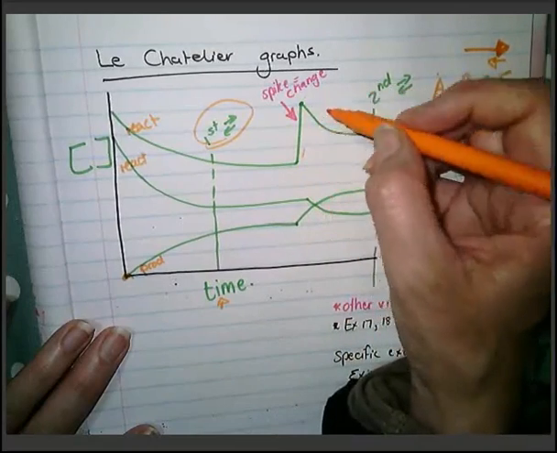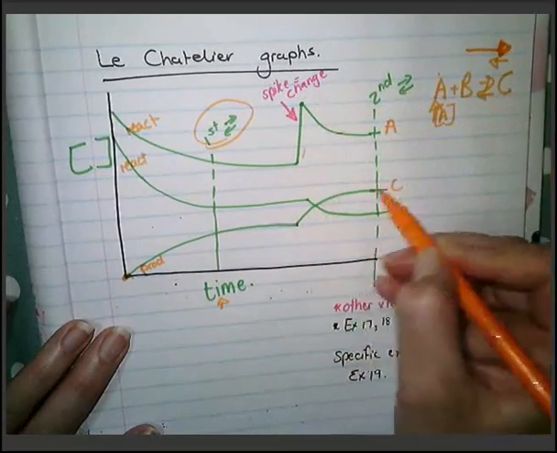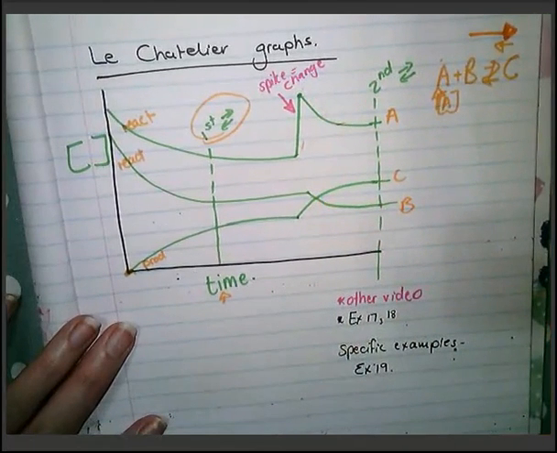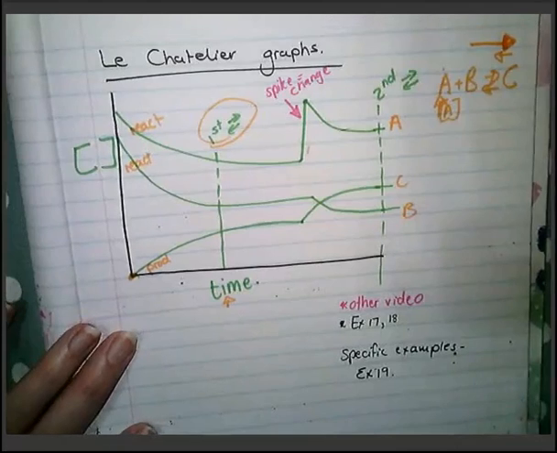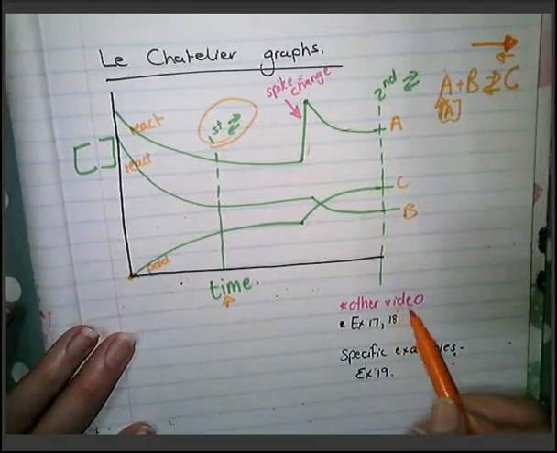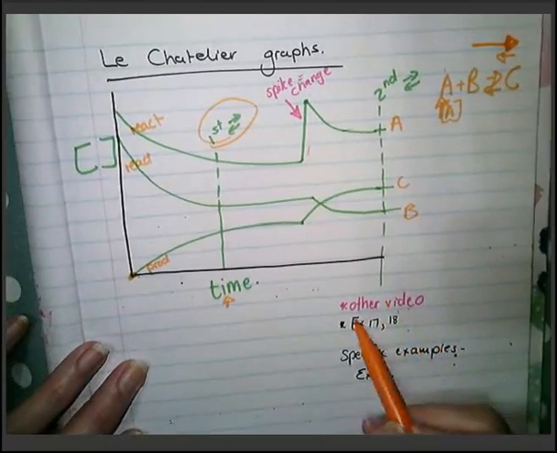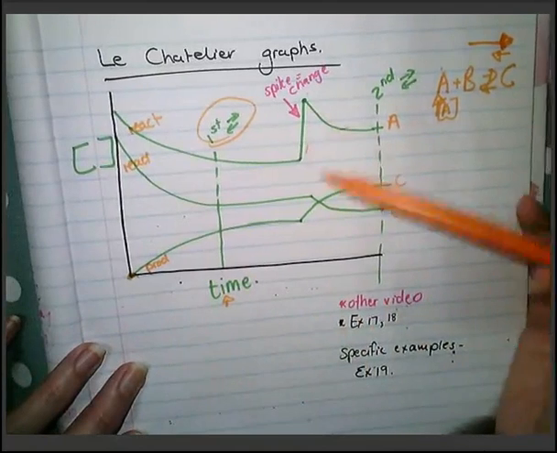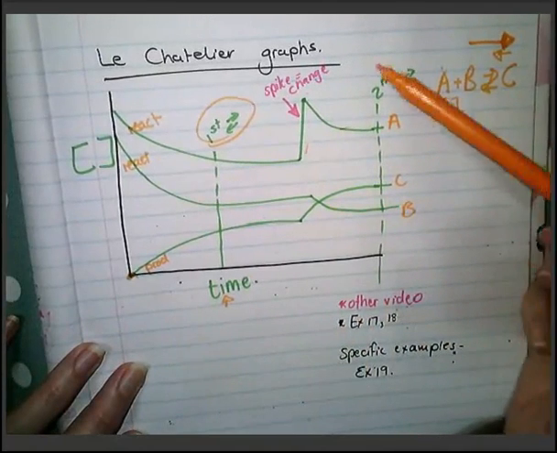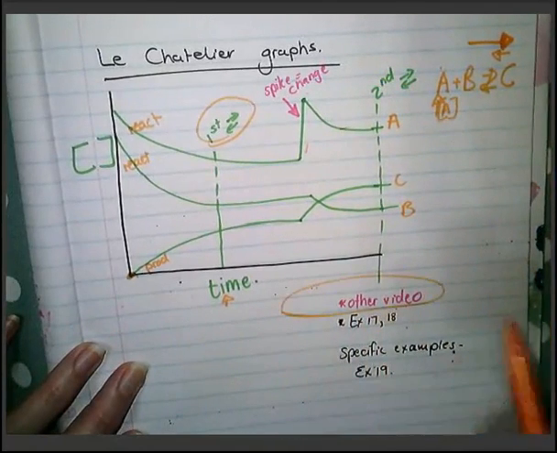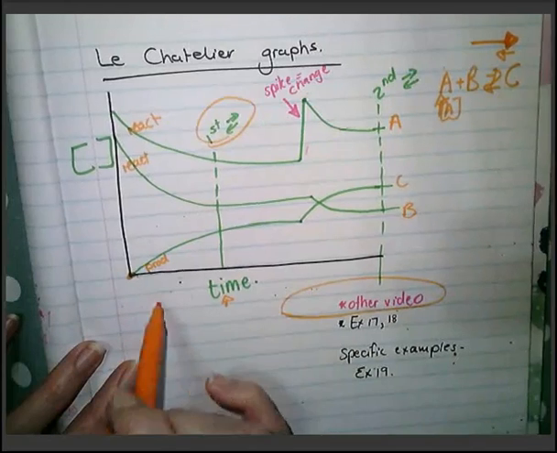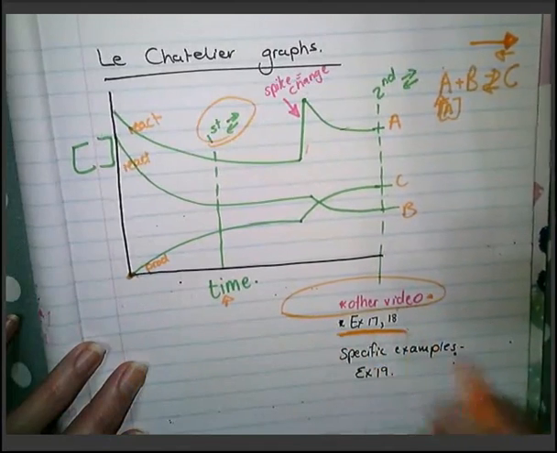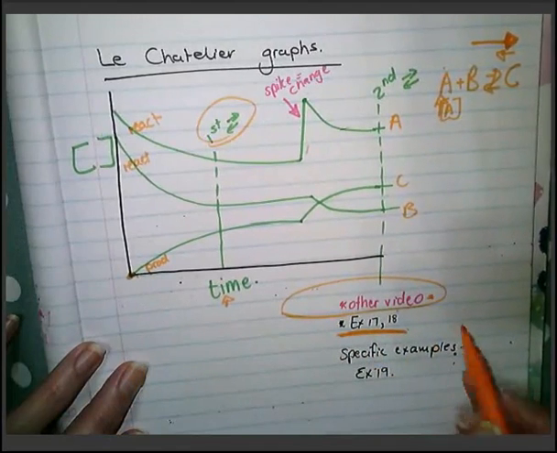So the spike indicates the change, and the gradual changes afterward indicate the reaction of the system. Okay, now there's another video also posted on Google Classroom that explains all the possible things that could change. So I want you to please, when you are done with this video, watch that video first before you do exercise 17 and 18. Right.